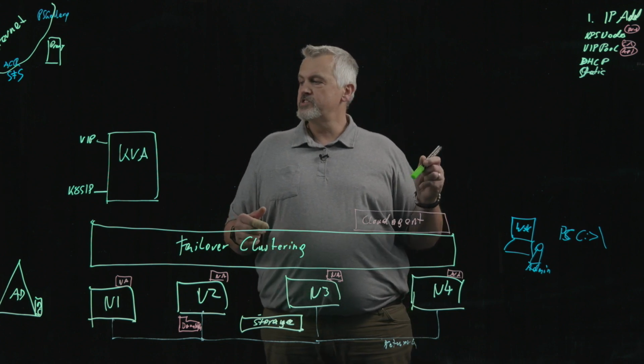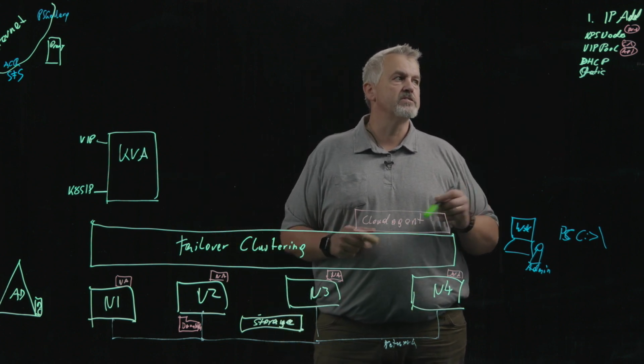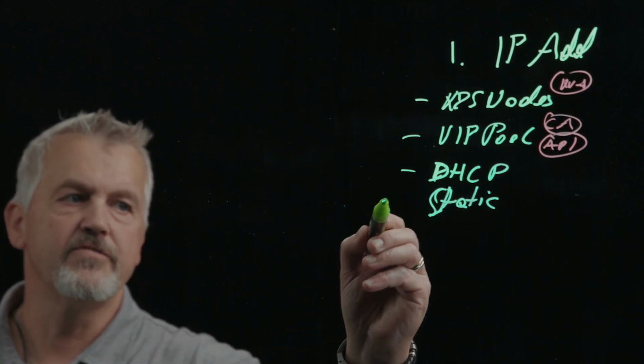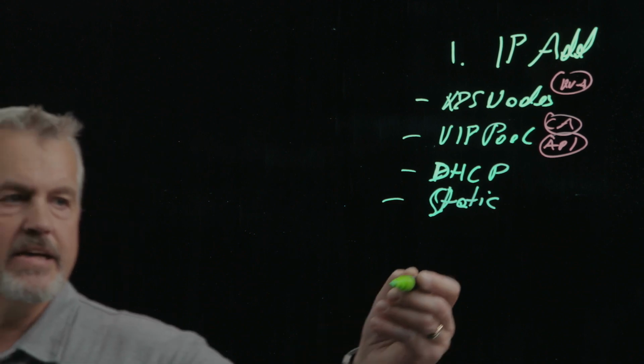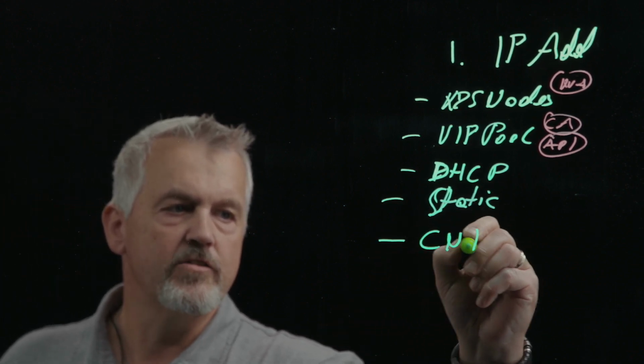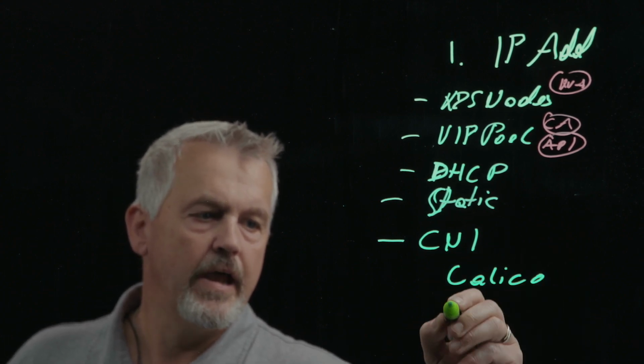They're pretty much the same as we have defined for the KVA. We need to define an IP pool for the K8s nodes. We need to define a VIP pool. We need to decide if it's DHCP or static. And the next thing we need to actually define and configure is which CNI to use. And there's 2 options here, Calico and Flannel.